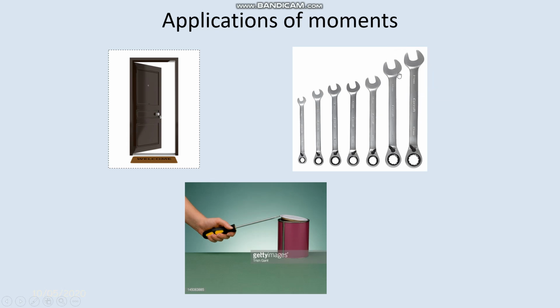Large handled spanners are used to undo very tight nuts, or tighten them, because you've got this larger distance from the pivot, the nut itself, which allows you to create a greater turning effect. And opening a tin of paint is always easier using a screwdriver, because you've got a little pivot here. You're applying a force a large distance from the pivot, and therefore it magnifies your turning effect.